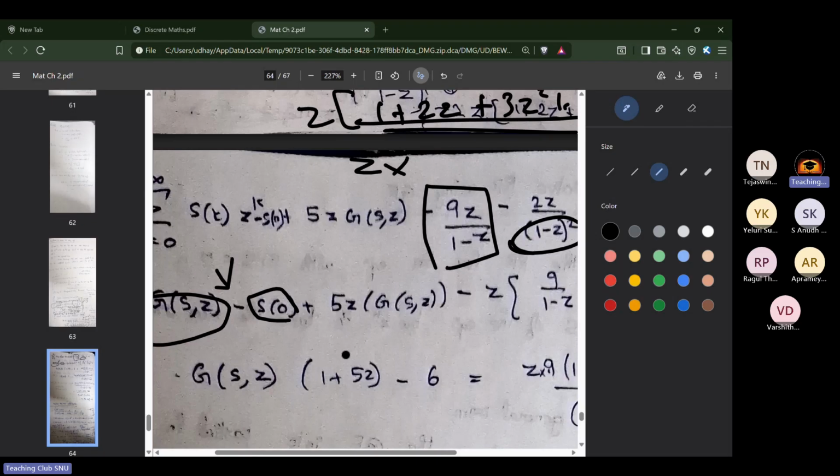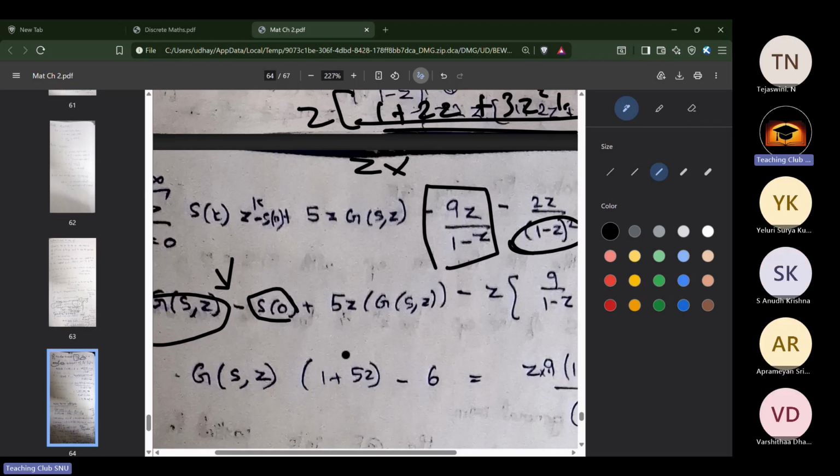Next step, what else do you have? You have C by (1 plus 5z). What can you do with this? You have to, again, put it in terms of 5z. You just assume 5z is equal to some random x for which the GP is defined. It will be just summation of (-5z) power k, where k is defined from 0 to infinity.